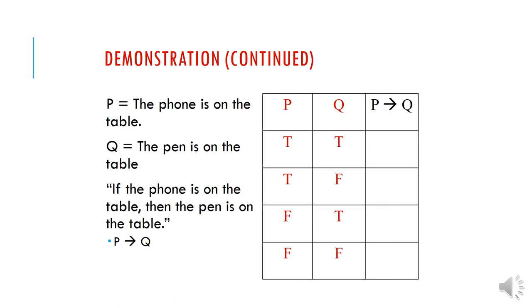Now in row two, I see that the phone is on the table, but the pen is not on the table. So if I tell you, if the phone is on the table, then the pen is on the table, and the pen is not on the table, then I will have just lied and made a false statement.